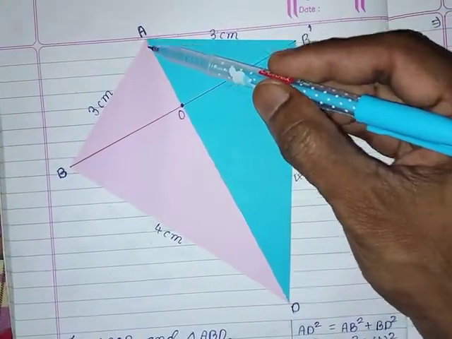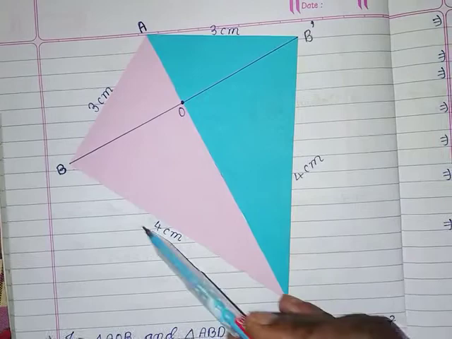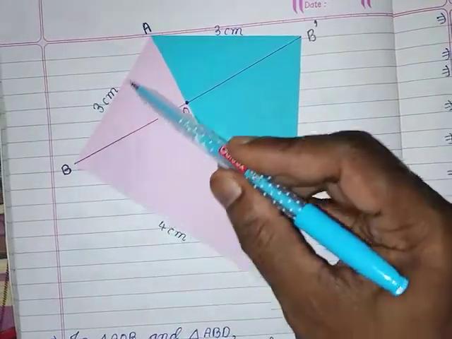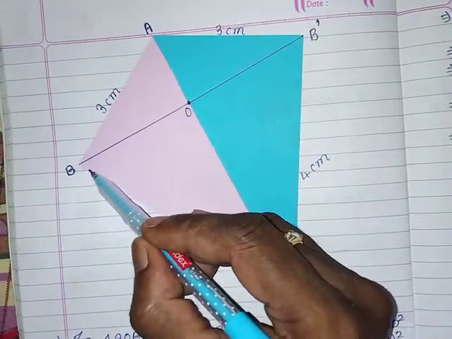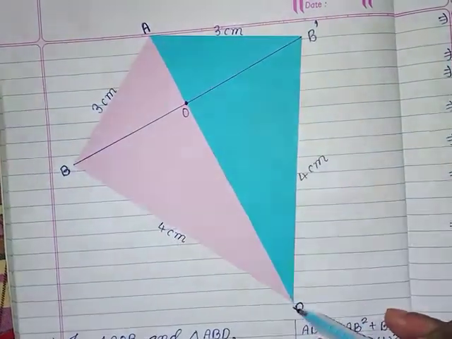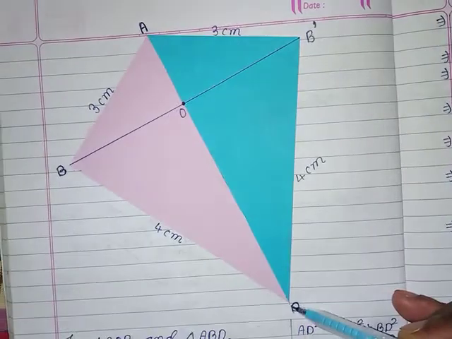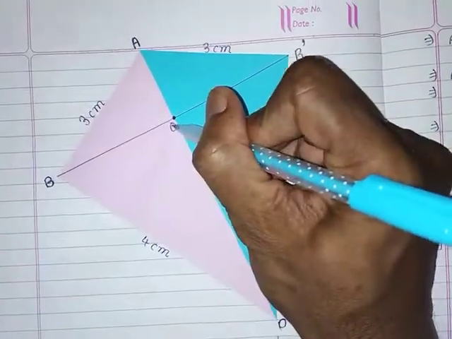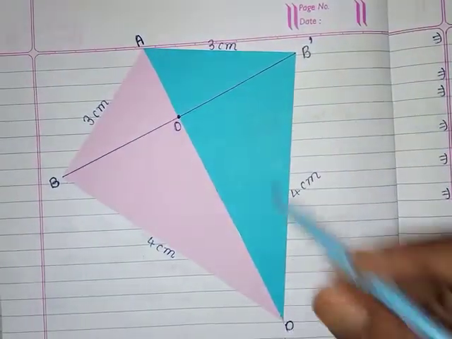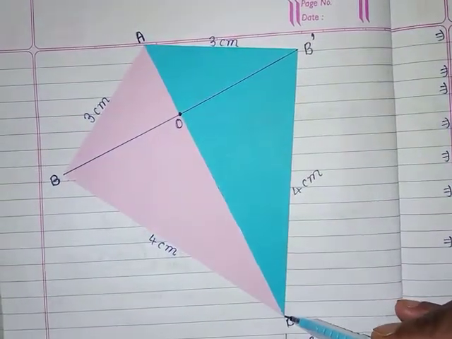And what will be this? Can you say? This is 4 centimeter, this is 3 centimeter. It is a right angle triangle, so AD will be 5 centimeter.